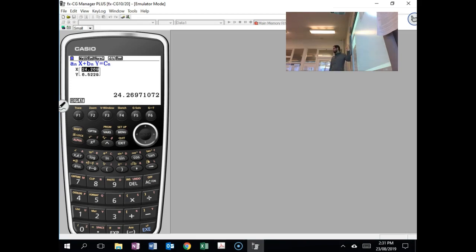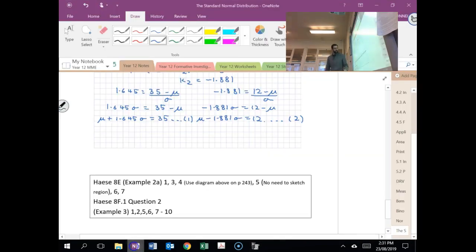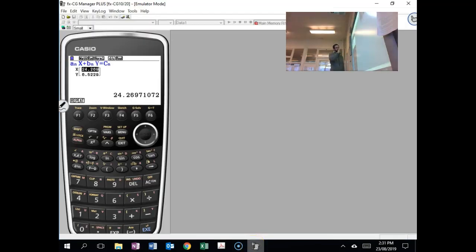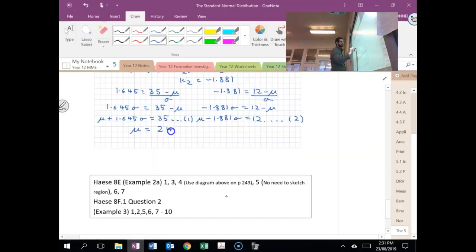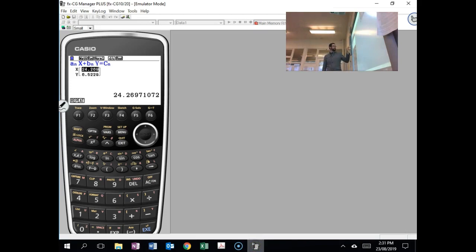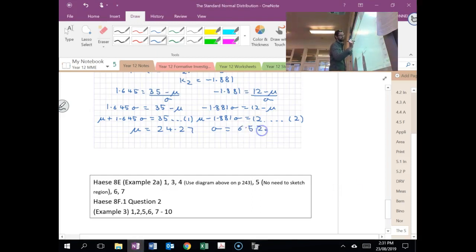Now, you look up here and you check, okay, x is the first one in my equations, y is the second one in my equations. That's the way we set it up. So I come back here and I look, okay, mu is the first one in my equations. So mu is equal to what x gave us on the calculator, and that was 24.27. And sigma was equal to 6.52. And so we've found both our mean and our standard deviation.